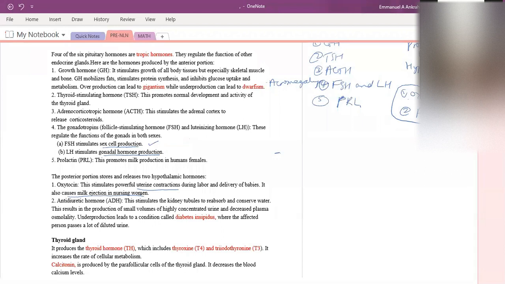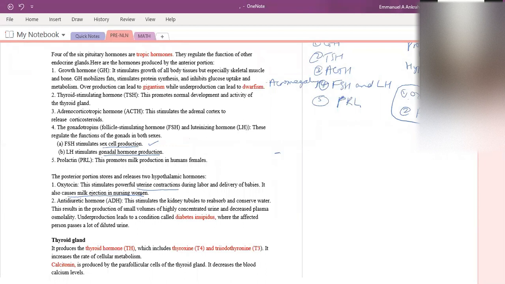Then the second hormone is the ADH. As I said, this stimulates the kidney tubules to reabsorb and conserve water. So water retention, that's a function. This results in the production of small volumes of highly concentrated urine and decreased plasma osmolarity. Now, osmolarity has to do with how much salts are dissolved in the liquid or in the fluid.